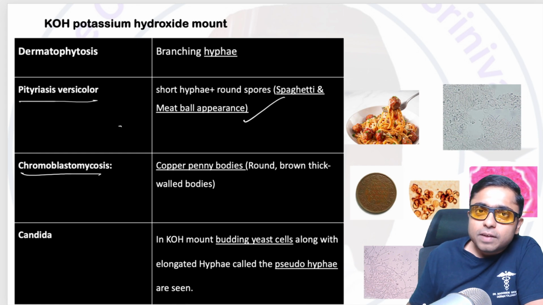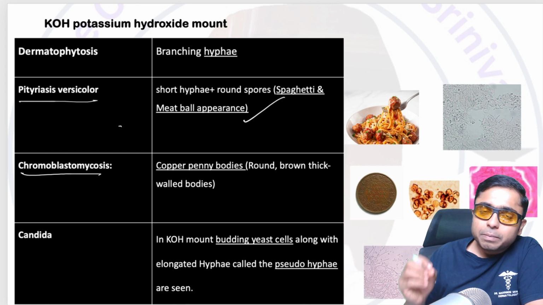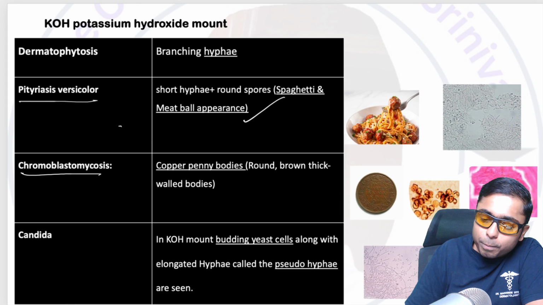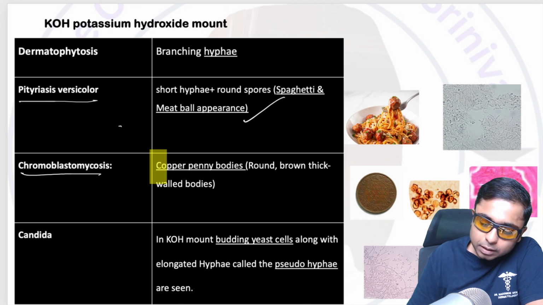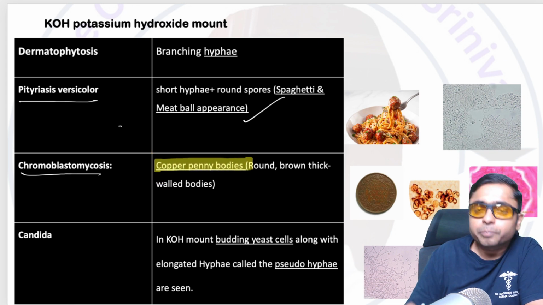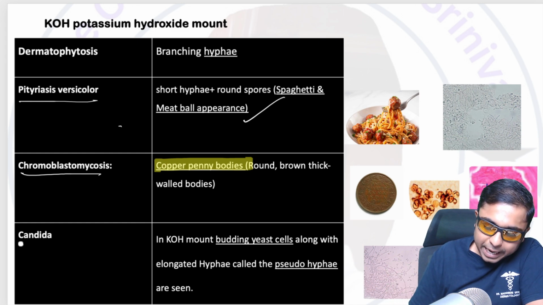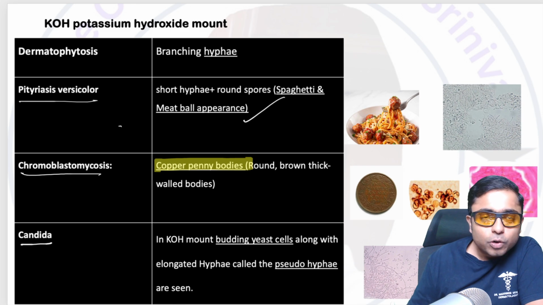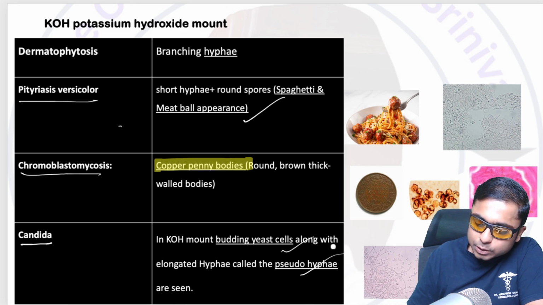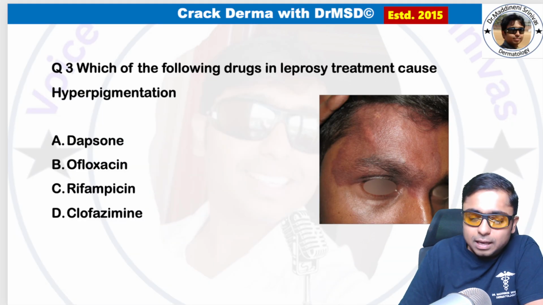Chromoblastomycosis, which is a deep fungal infection produced by the dematiaceous fungi, is going to show the copper penny bodies. Again, very important finding on KOH mount. Copper penny bodies are also called medlar bodies, muriform bodies, or sclerotic bodies. In the case of Candida, we are going to see the pseudohyphae and budding yeast cells. So these are all the important findings in the KOH mount.